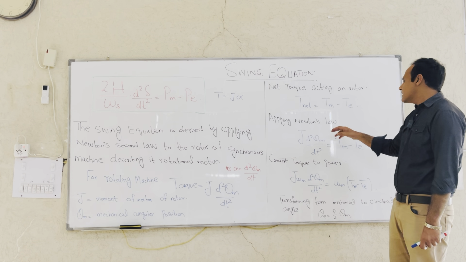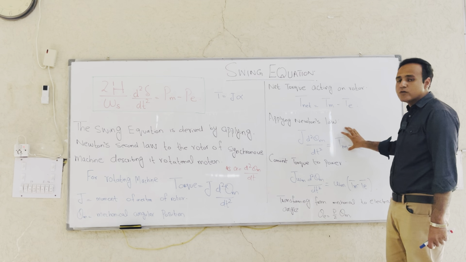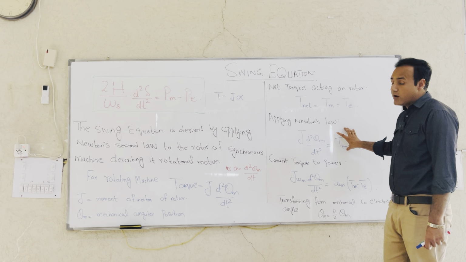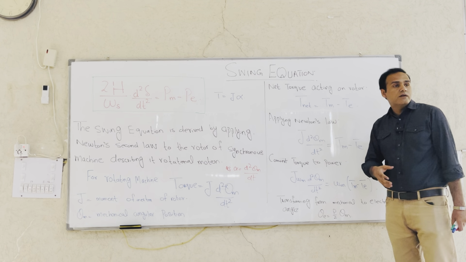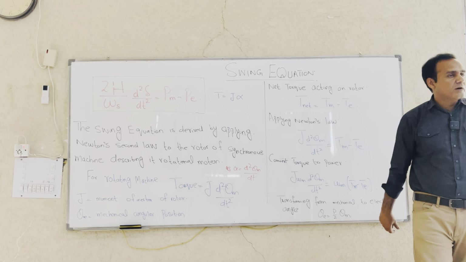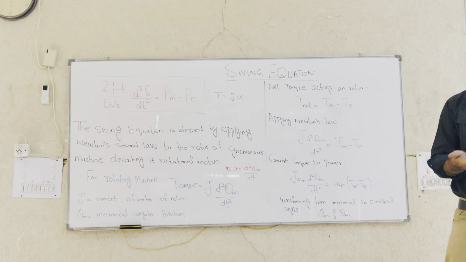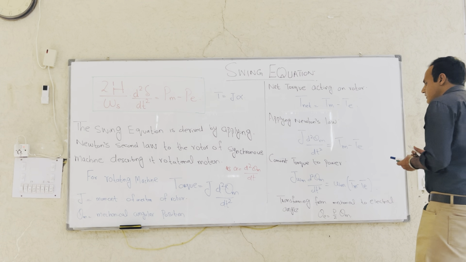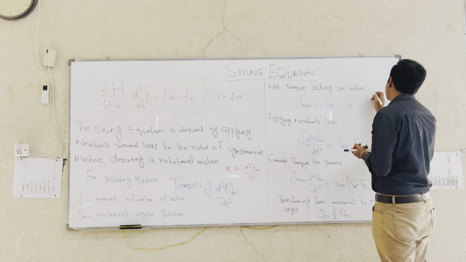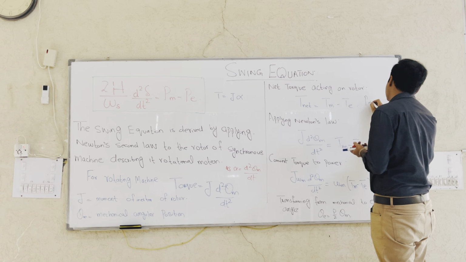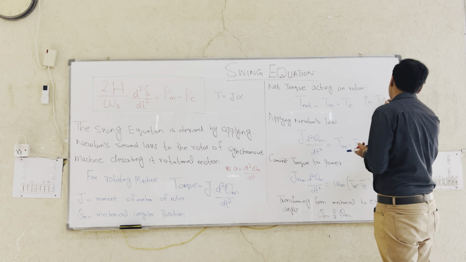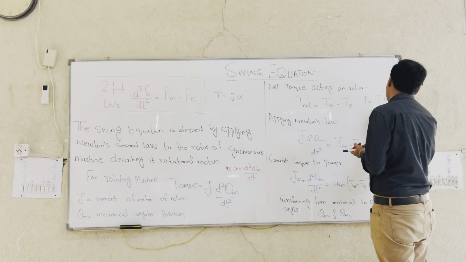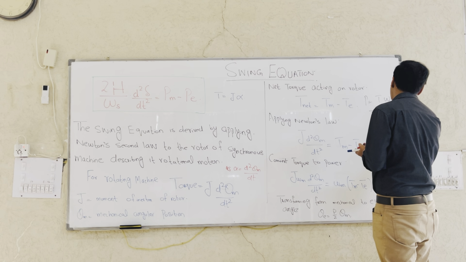So now we will convert this torque equation into the equation of power. How can we convert this equation of torque into an equation of power? We can do it by simply multiplying this equation by omega m, as we know that P is equal to torque times omega, or torque is equal to P over omega.